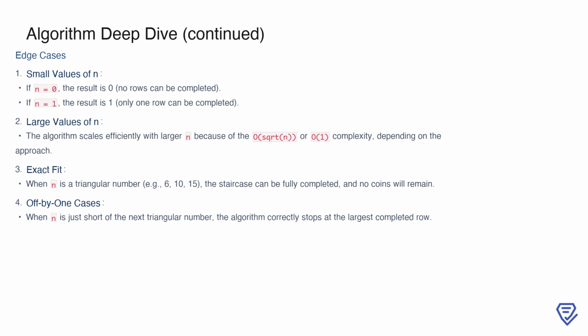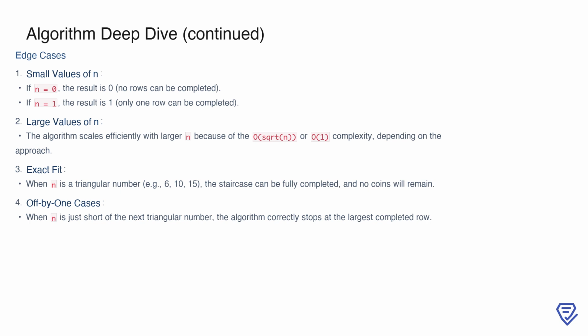When implementing this solution, it's important to consider edge cases. For small values of n, such as n equals 0 or n equals 1, the result is straightforward: no rows can be completed with 0 coins, and only 1 row can be completed with 1 coin. For large values of n, the algorithm scales efficiently due to its O(sqrt(n)) or O(1) complexity, depending on the chosen approach. Another edge case occurs when n is a triangular number, such as 6, 10, or 15.